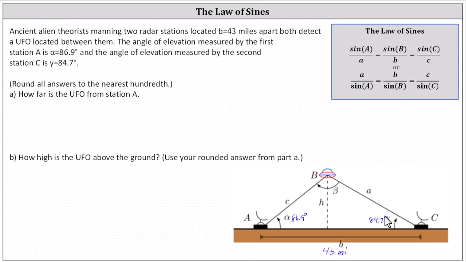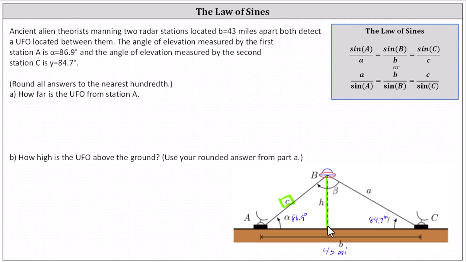For part A, how far is the UFO from station A? This would be the length of side C. And then part B, how high is the UFO from the ground, which would be the length of side H.